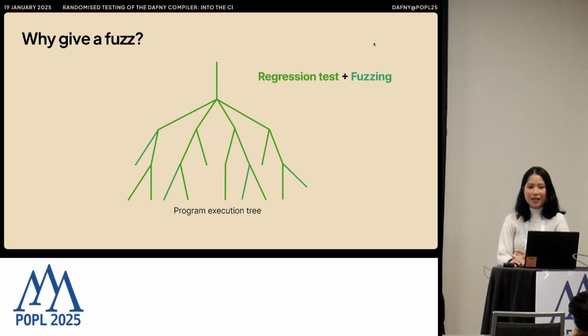And fuzzing is actually good at getting into these edge cases because it uses a lot of randomness. So together with regression tests and fuzzing, we have more chance of catching all the bugs and covering most of the execution tree.